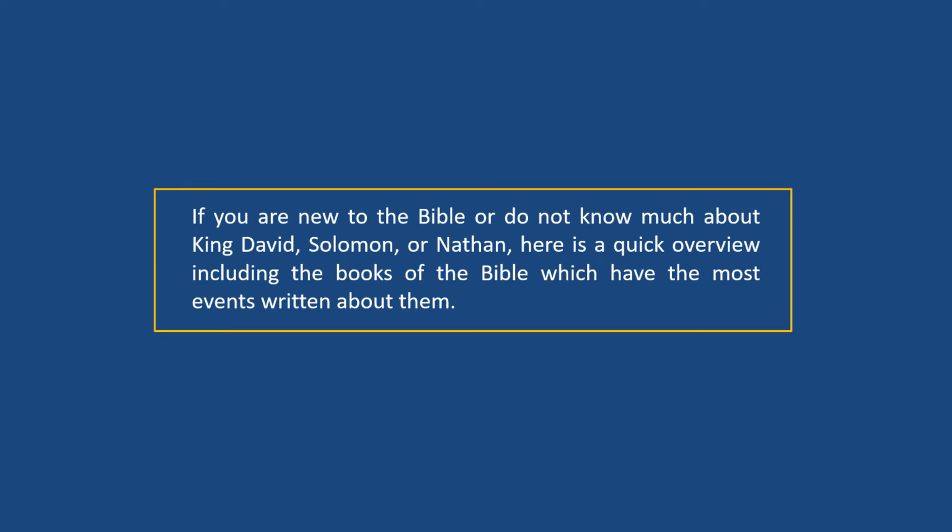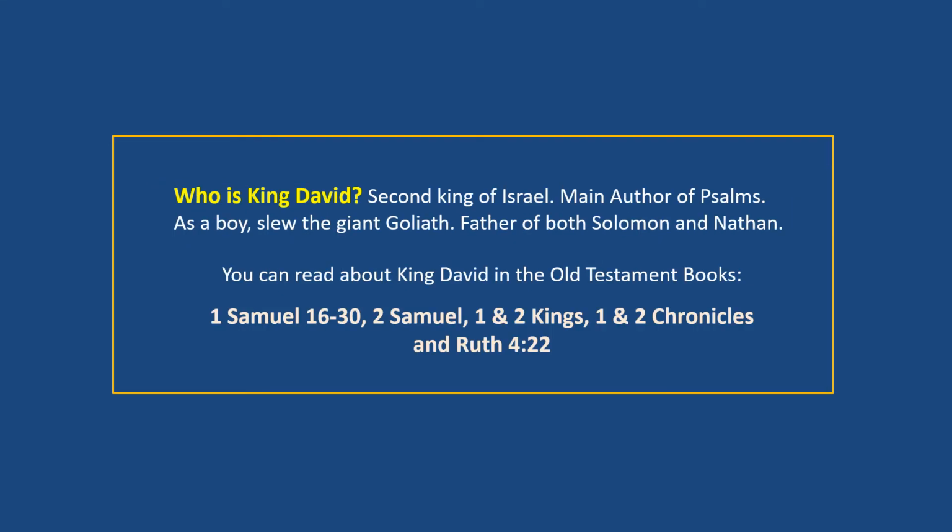If you are new to the Bible or do not know much about King David, Solomon, or Nathan, here is a quick overview including the books of the Bible which have the most events written about them. Who is King David? He was the second king of Israel, main author of Psalms, as a boy slew the giant Goliath, father of both Solomon and Nathan. You can read about King David in the Old Testament books, 1 Samuel, chapters 16 through 30, 2 Samuel, 1 and 2 Kings, 1 and 2 Chronicles, and Ruth 4:22.